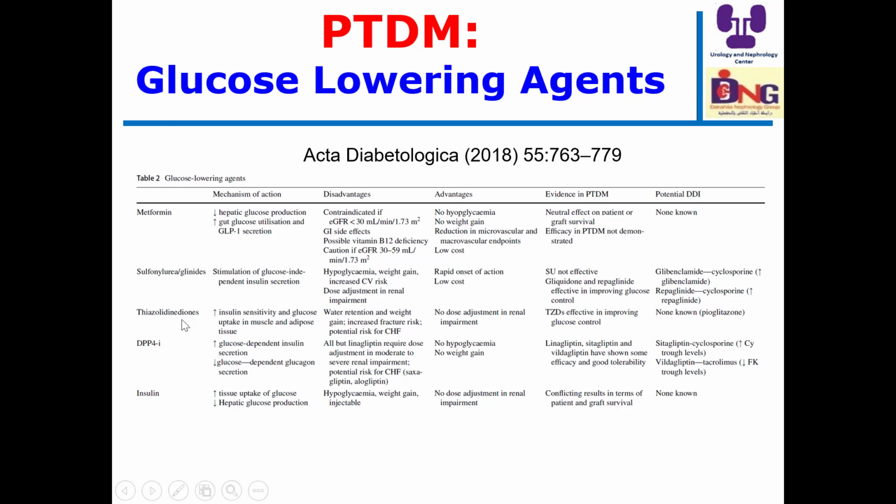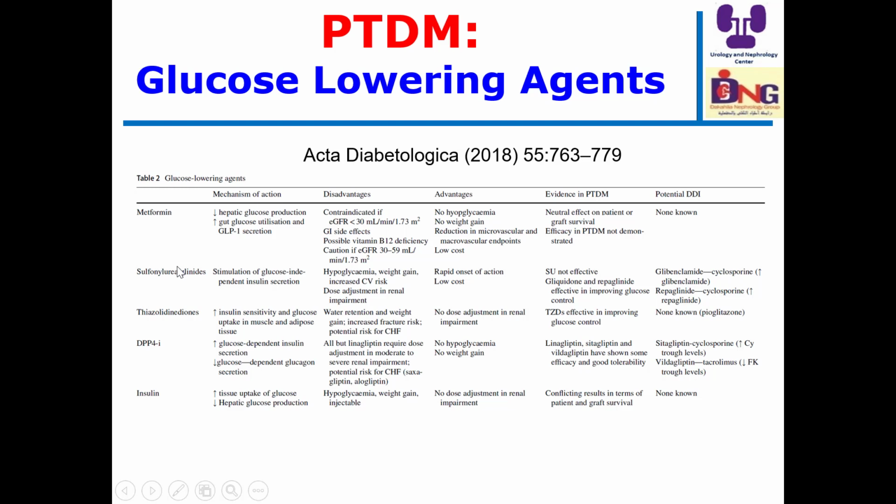So, for example, for metformin, I'm not going to explain the mechanisms, the advantages and disadvantages, but here is the evidence in post-transplant diabetes: neutral effect on patient or graft survival, efficacy in post-transplant diabetes not demonstrated. However, we can use metformin, suppose that the estimated GFR is within the therapeutic window, about 30 mL per minute, because below 30 mL per minute, we cannot advise metformin use. But there is no drug-drug interaction between metformin and immune suppressive drugs.